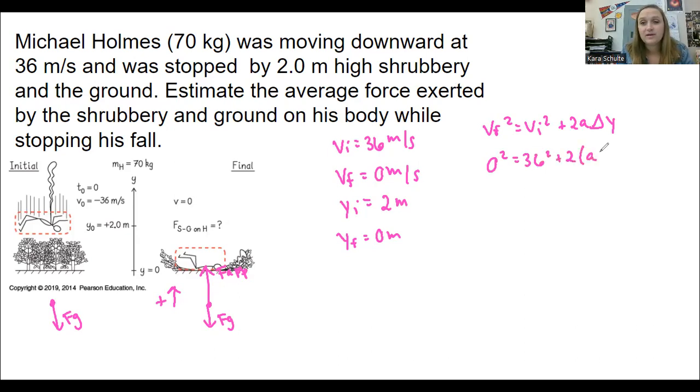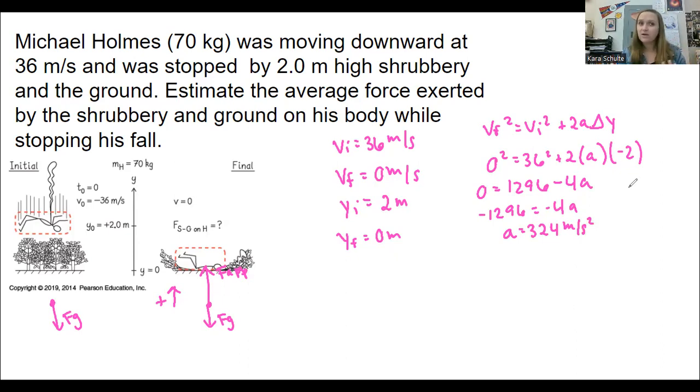Plus 2, A is what we're solving for, times negative 2, because he's going down 2. So 0 squared is 0, 36 squared is 1296, and then minus 4A. I'm going to move my 1296 to the other side, and then divide by negative 4, which gives me an acceleration of 324 meters per second squared. That is really high. That's okay. It's a person stopping over a short distance. I think that number checks out to me.